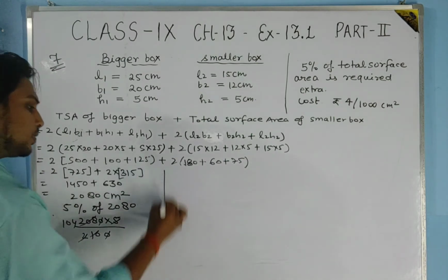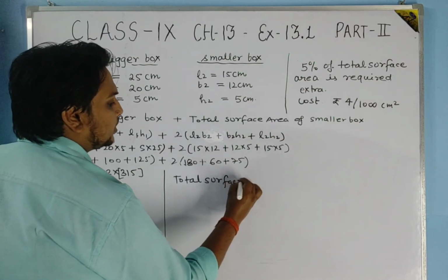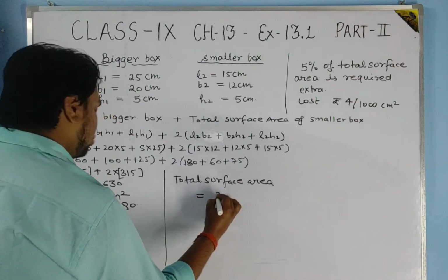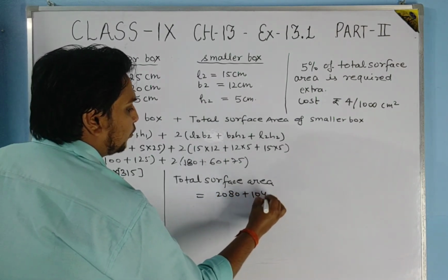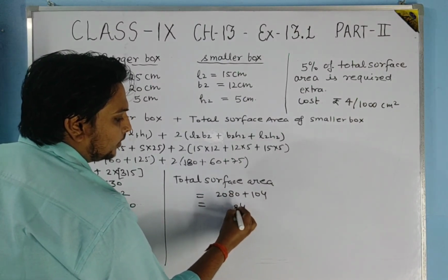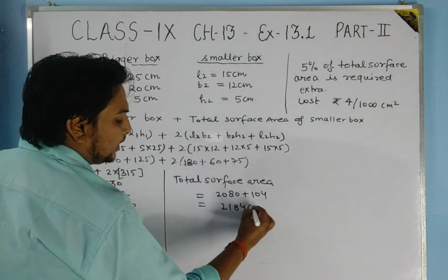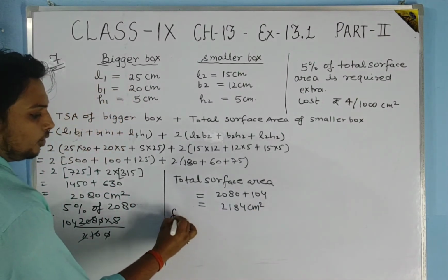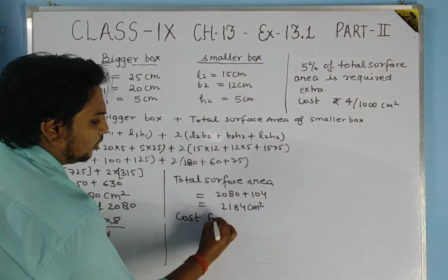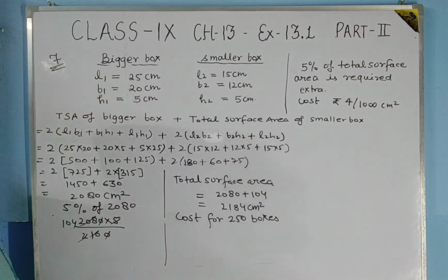Okay, so the total surface area will be how much? 2080 plus 104, the 5% of this. So it will be 2184 centimeter square. Now I am going to directly find the cost for 250 boxes. Okay, cost for 250 boxes.